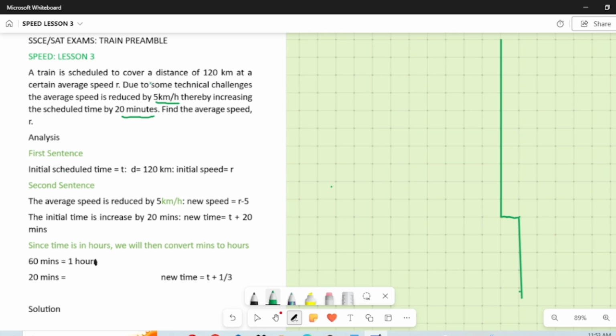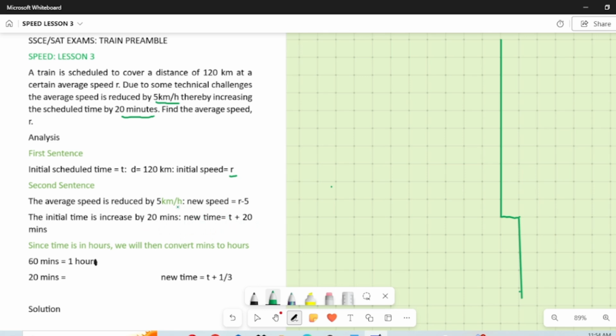If the train is to cover a distance of 120 kilometers, then it will do it within a certain time period, which is t. So we have t there, which is the time it will travel within 120 kilometers, and we have the initial speed labeled r. Now, the average speed has been reduced by 5 kilometers per hour due to a technical challenge. And so now our new r will be r minus 5. Then our new time will be t plus 20 minutes.